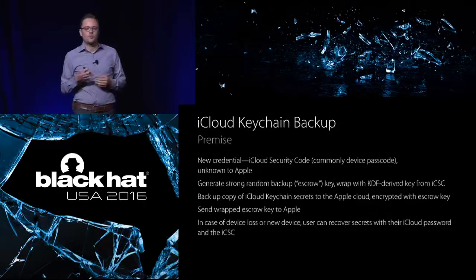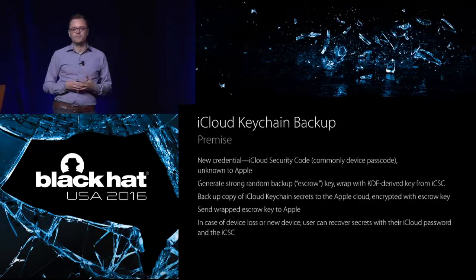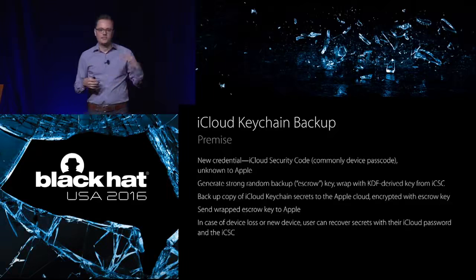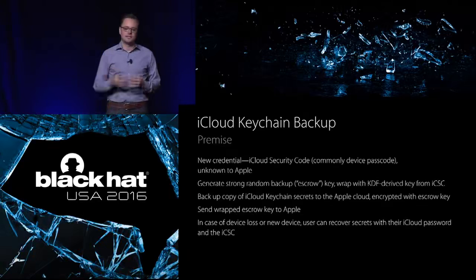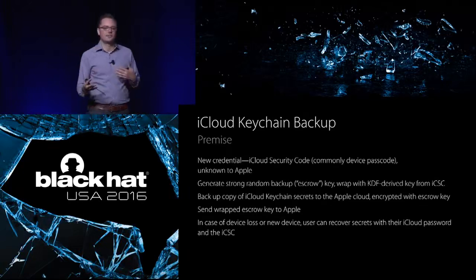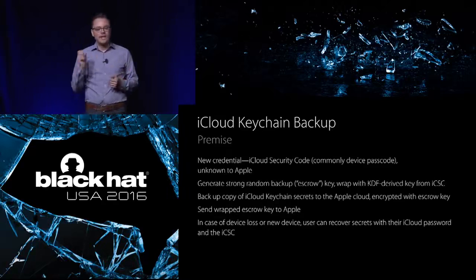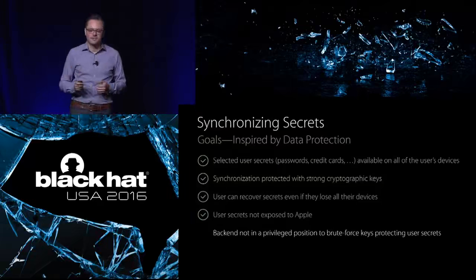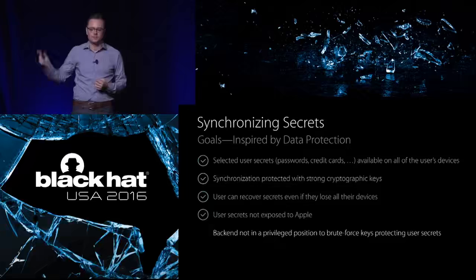We then generate a strong random key, which we call the escrow key. And we will wrap this escrow key with a key derived from that iCloud security code, most commonly the device passcode. We then take the wrapped escrow key, send that to Apple, and we back up a copy of the iCloud Keychain secrets that are encrypted themselves with the escrow key. Now, if a device is lost or the user has a new device but no access to the old one, they can recover their secrets so long as they have their iCloud password and this new credential, the iCloud security code. So if we look at the goals that we have for synchronizing secrets, we meet the first four with a combination of iCloud Keychain and iCloud Keychain Backup. But what about that last one?